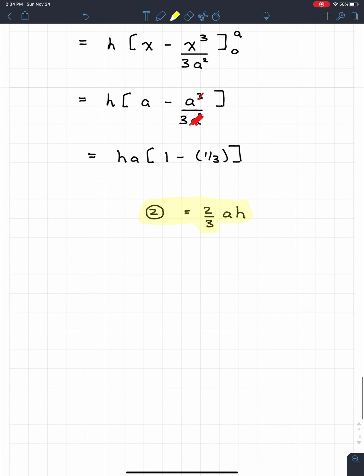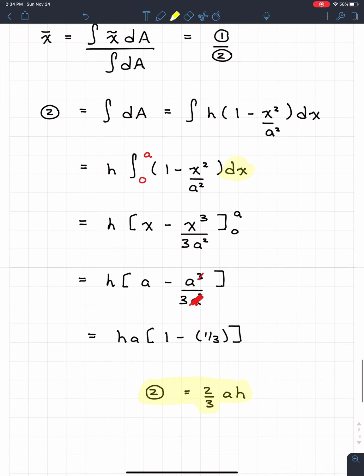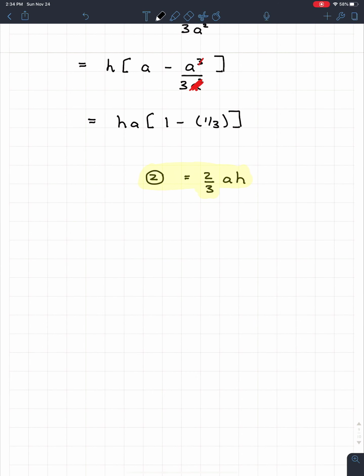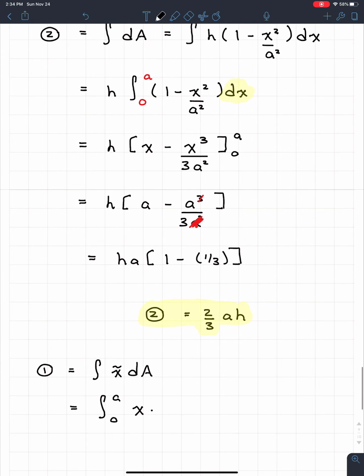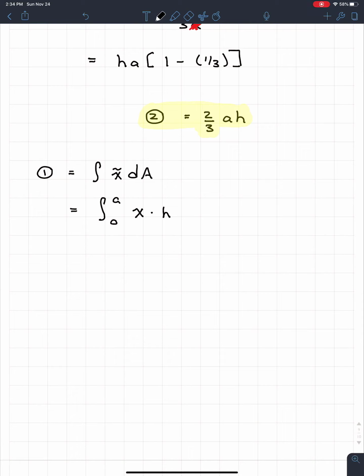So coming down here, we found 2, but remember, we also need the top integral. So we can go 1. It's going to be equal to the integral of x squiggle dA. So we know the bounds are going to stay the same, so it's going to be from 0 to a. X squiggle is just equal to x, and then times dA. Well, dA is the one that kind of blows, so this is going to be times h, 1 minus x squared over a squared, and all this is with respect to x.